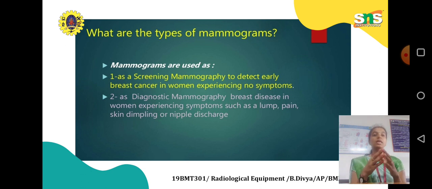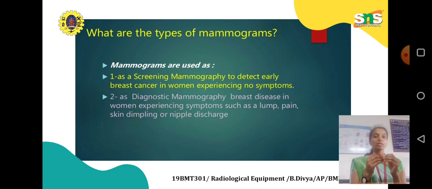Next, what are the types of mammograms? Mammograms are used in two ways: one is the screening mammogram and the other is the diagnostic mammogram. Screening mammogram is used to detect early breast cancer in women experiencing no symptoms.